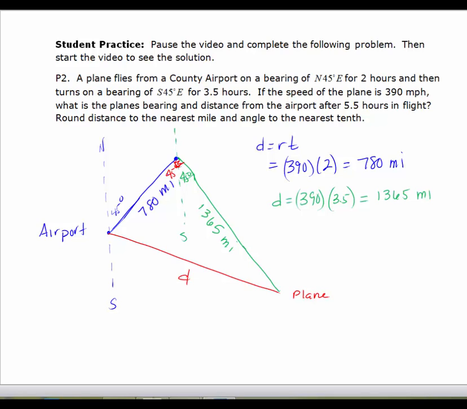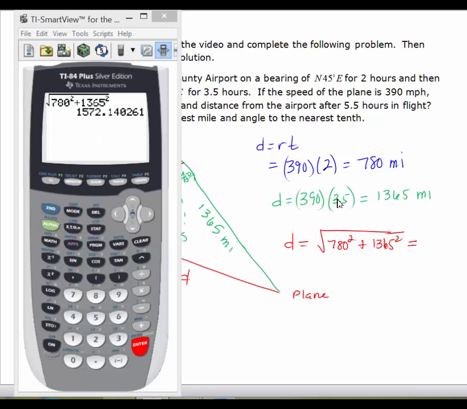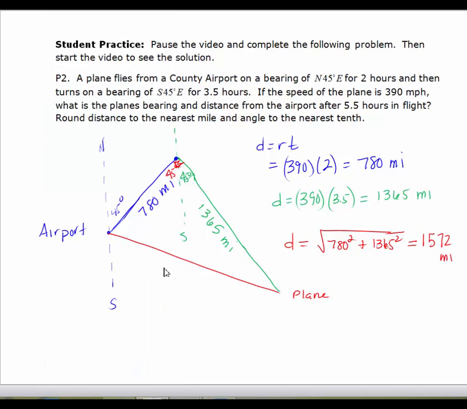Okay. So I know that distance is equal to the square root of 780 squared plus 1365 squared. Okay, evaluating on my calculator, the square root of 780 squared plus 1365 squared gives me approximately 1,572 miles. All right, so we've got the distance from the airport to the plane after the 5.5 hours, 1,572 miles.